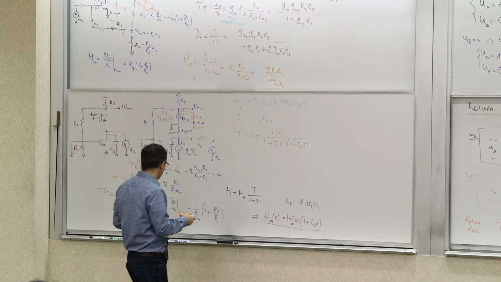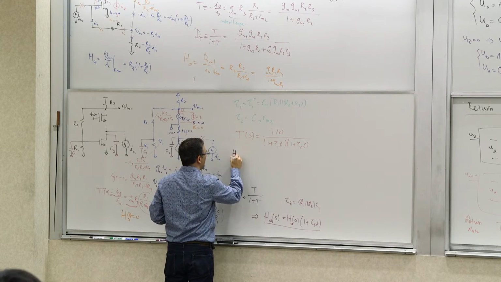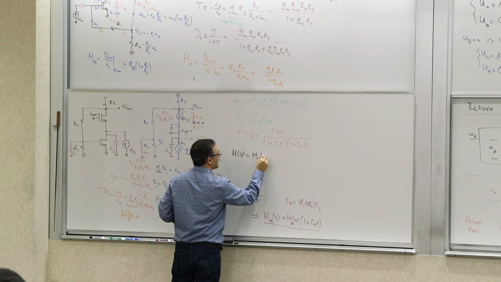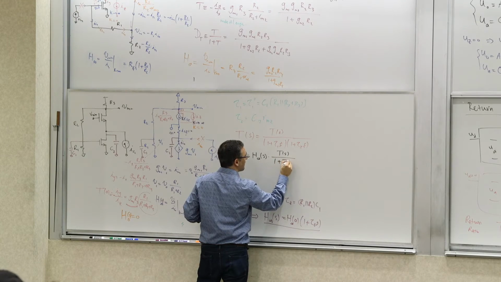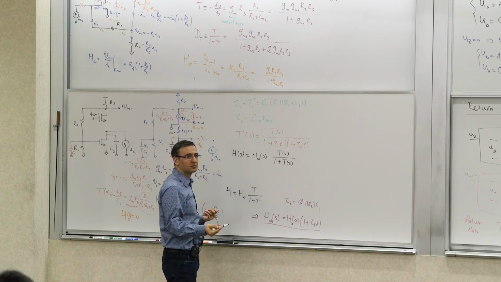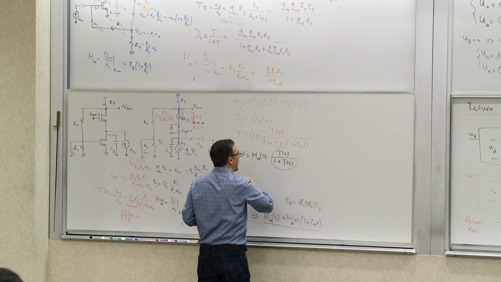So our general new transfer function, the overall transfer function, H of S is H infinity of S times T of S over 1 plus T of S. So this, we know what it is. It's just a 0, right? Introduced in the loop. Let's look at this quantity, see what happens here.